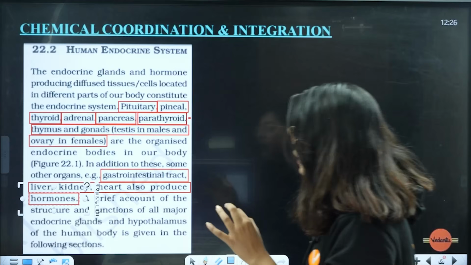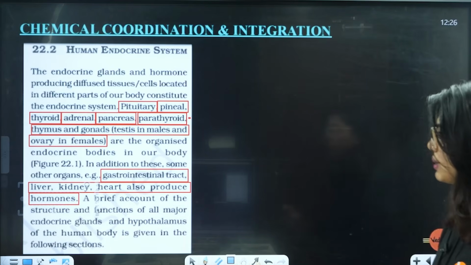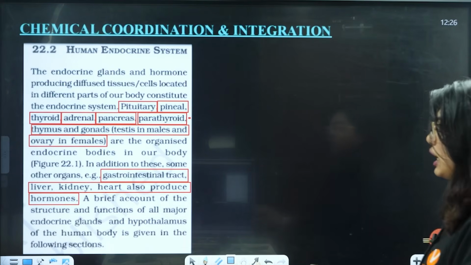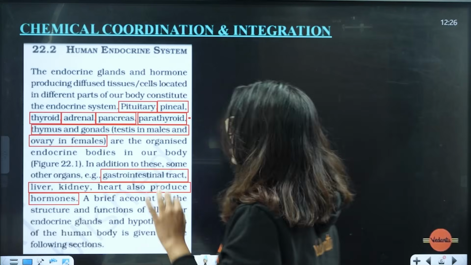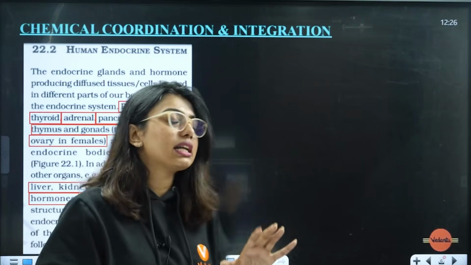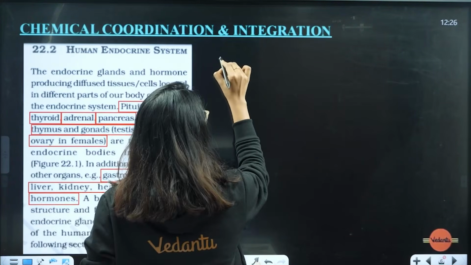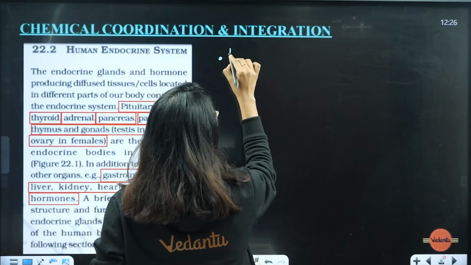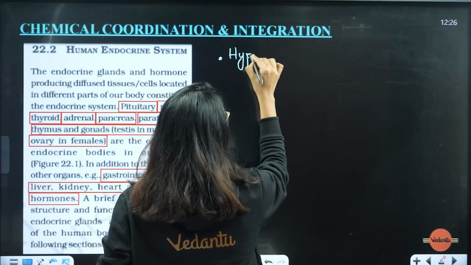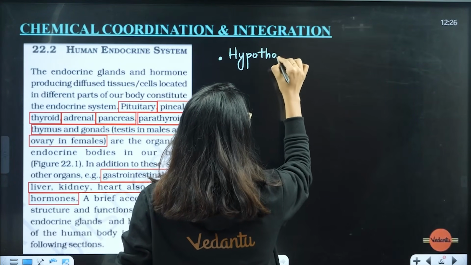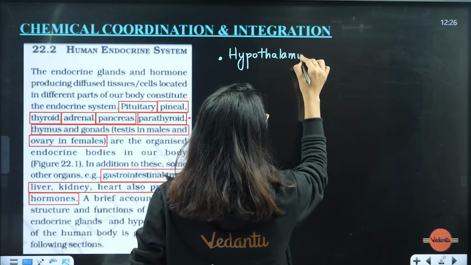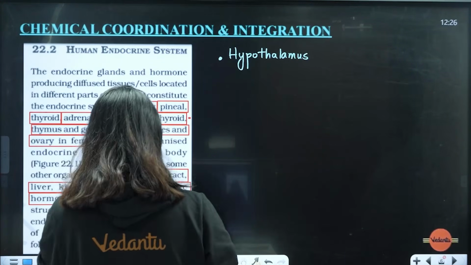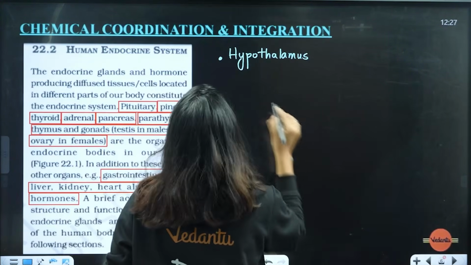A brief account of the structure and function of all major endocrine glands and the hypothalamus of the body is given below. So students, which are the endocrine glands? Basically you have to start with the first one, like a principal of principals, we say, the master of masters, the hypothalamus. After the hypothalamus, whom do we have, ma'am? We have the pituitary gland, ma'am.